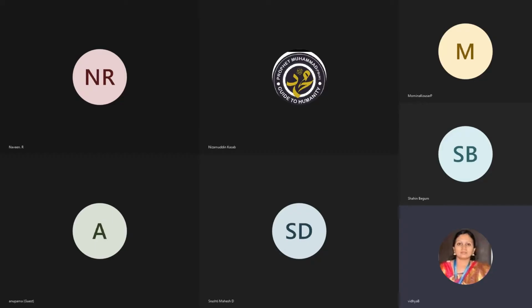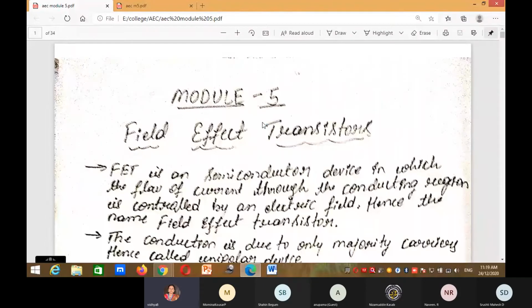Module 5: FET, field effect transistor. We will read about the field effect transistor and MOSFET in this module: the construction and working of FET and MOSFET, biasing of MOSFET and FET, and next the common source configuration with fixed bias and MOSFET amplifiers. This is what we read in detail in Module 5.